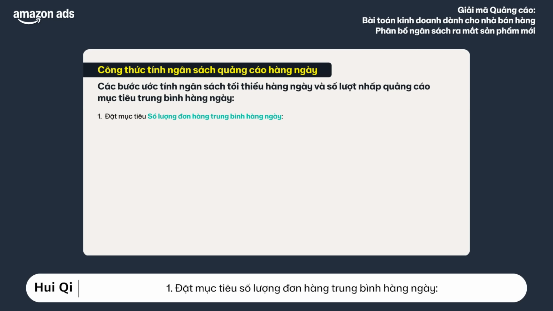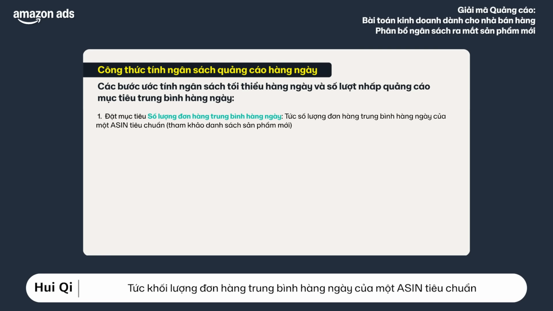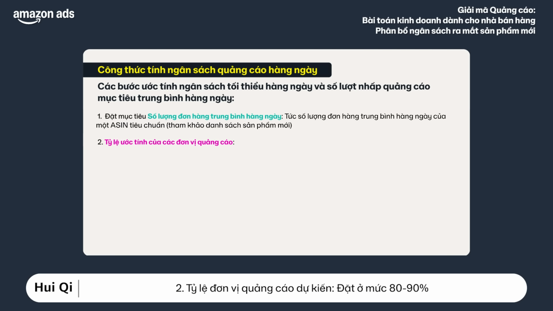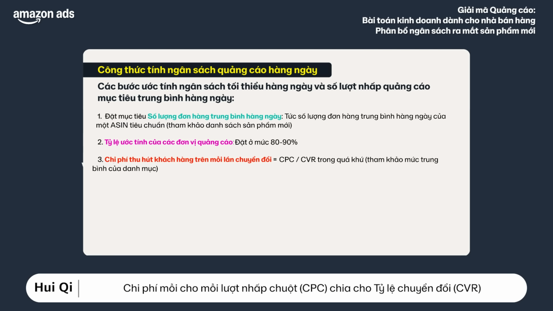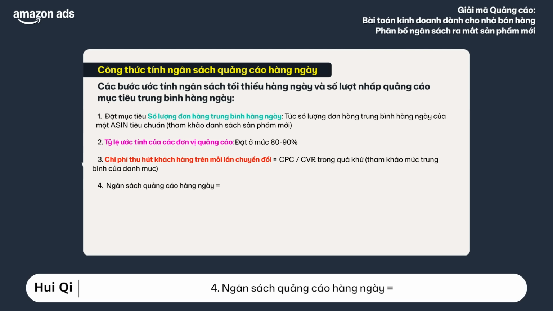Number 1. Set the target daily average order volume, referring to the daily average order volume of a benchmark ASIN. Number 2. Estimated proportion of advertising units, we want to set it to 80 to 90%. Number 3. Our customer acquisition cost per conversion, that will equal cost per click, or CPC, divided by our historical average conversion rate, CVR. And number 4.